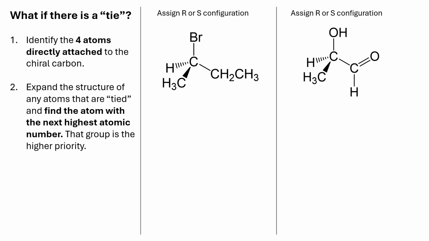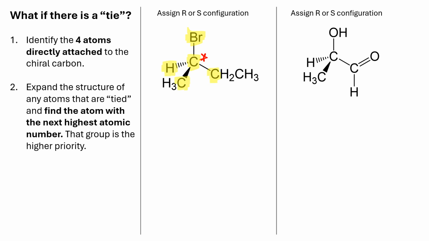So now here's another example. What if there is a tie? Let's work through this example and we'll see what we mean. First, let's identify our chiral carbon. There it is. That's bonded to 4 unique groups. Here's our chiral carbon, and attached directly to it is this bromine atom, this carbon atom, this carbon atom, and this hydrogen.